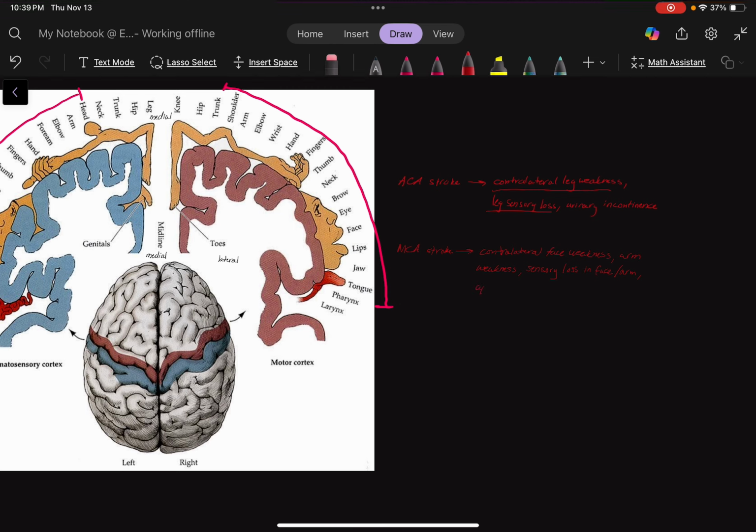So you can also have aphasia. And then why? Because of Broca's and Wernicke's area on the left side. Okay, and it's important to specify aphasia only with the left-sided MCA stroke.